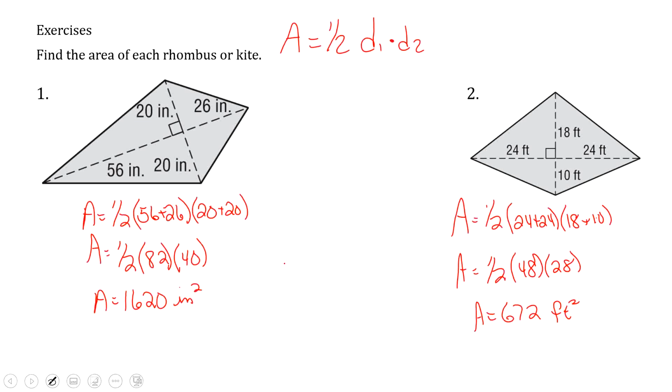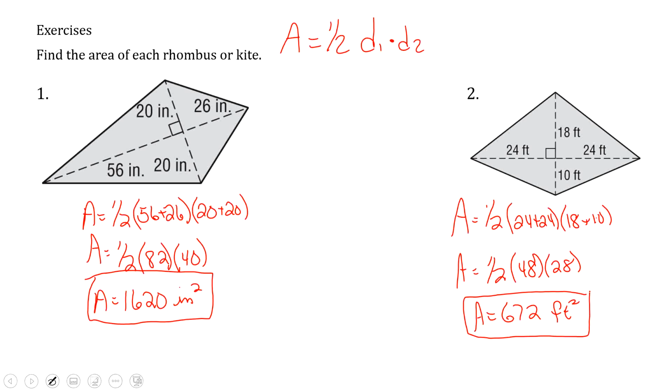Here are the problems. First one is 1,620 inches squared. You had to add the 2 diagonals together. It wasn't 5620, it was 56 plus 26. So you should have got 1/2 times 82 times 40. Same thing on the second one, it's 24 and 24, so that's 48, times 28 divided by 2, you should have got 672 feet squared. If you have any questions, send me an email.